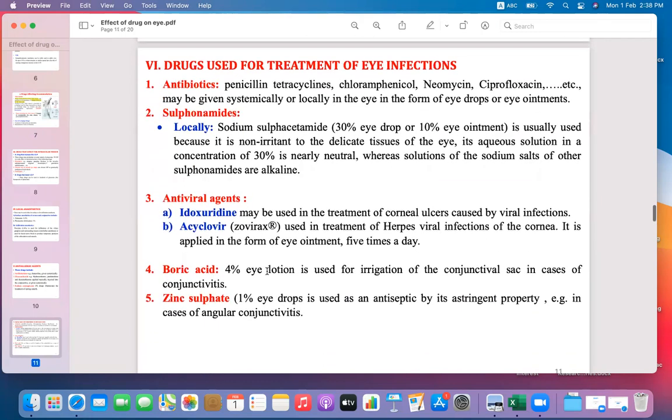And the last one is about the drugs used in the treatment of eye infections. Antibiotics generally used in the treatment of eye infections are penicillins, tetracyclines, chloramphenicol. These are antibacterial. Neomycin is antibacterial. Ciprofloxacin is antibacterial. They may be given systemically or locally in the eye in the form of eye drops or eye ointments. Now we have less than a minute. After discontinuation, please join again.